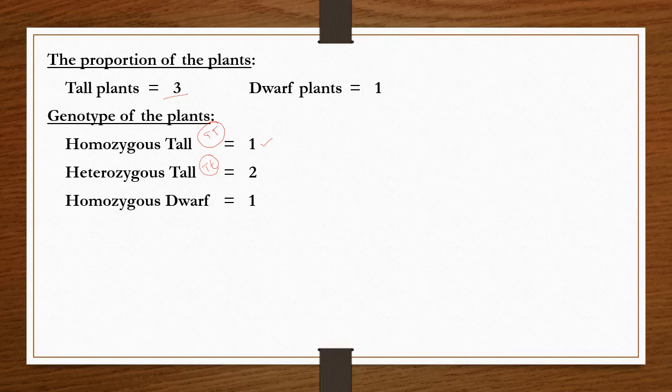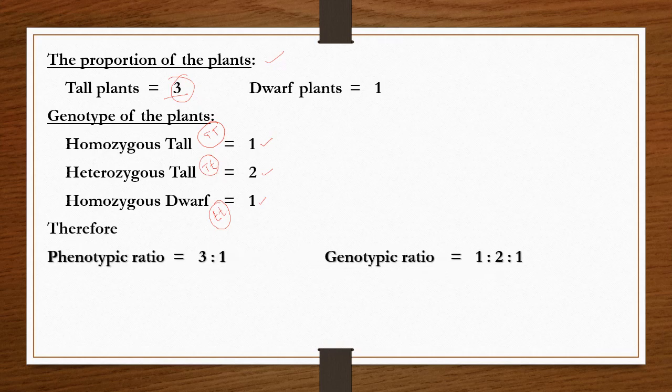And the homozygous dwarf plant, that is small t, is 1. So the genotypes of plants: homozygous tall 1, heterozygous tall 2, homozygous dwarf 1. Coming to the proportion of the plants, total tall plants, homozygous tall 1 and heterozygous tall 2, total 3 plants, and the dwarf plant is 1. Therefore, the phenotypic ratio: phenotype means the external morphological feature, external observation.